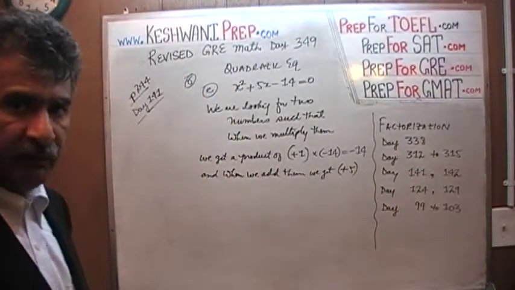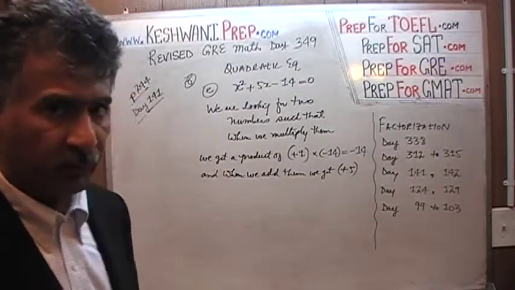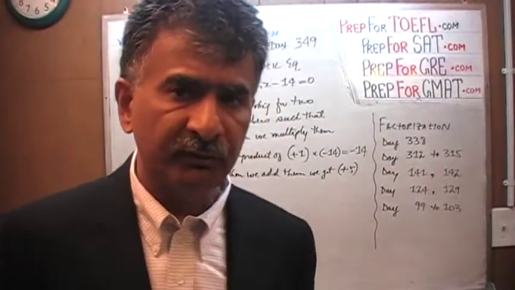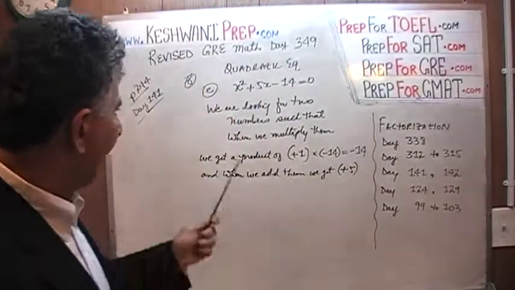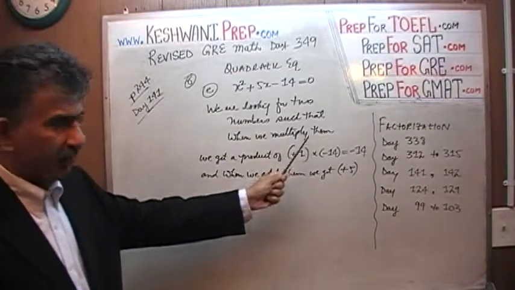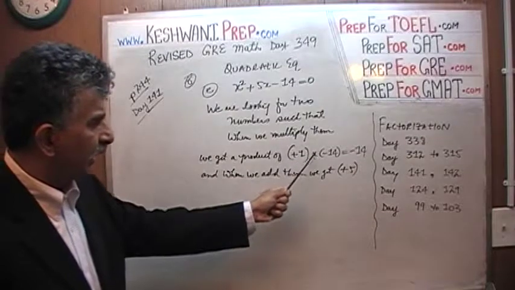So here's how the factorization method goes. We're looking for two factors. We're looking for two numbers. What kind of two numbers are we looking for? Well, these two numbers have to possess two characteristics. One is that when we multiply these two numbers, we have to get a product of positive 1 times negative 14.